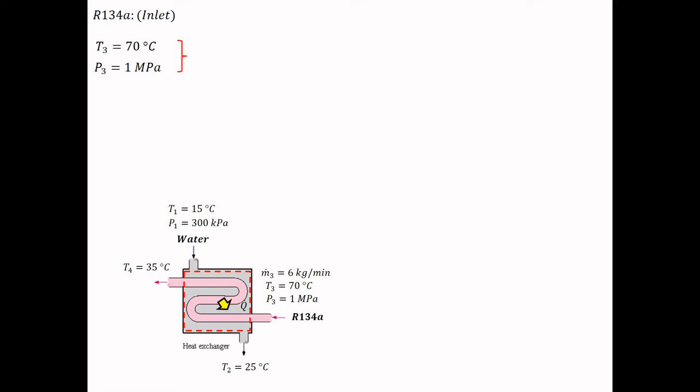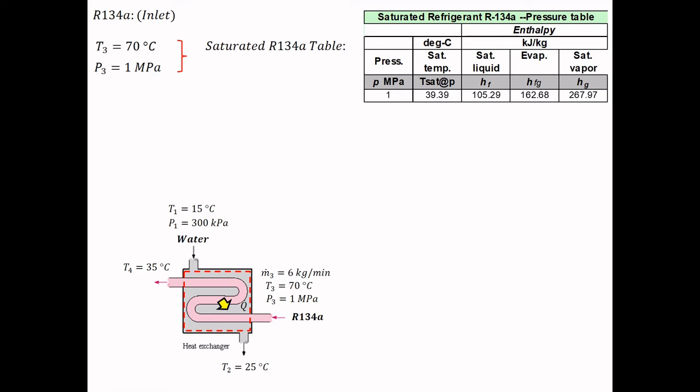Okay, so we use the same approach, but now we need to refer to the table specific for R134A. The temperature is 70 degrees Celsius and the pressure is 1 megapascal. Refer to the saturated R134A table. Check the value of T saturated at 1 megapascal. So T saturated at 1 megapascal equals 39.39 degrees Celsius. Compare with the temperature given, T3. So T3 is greater than T saturated at 1 megapascal, which means the phase for state number 3 is superheated.